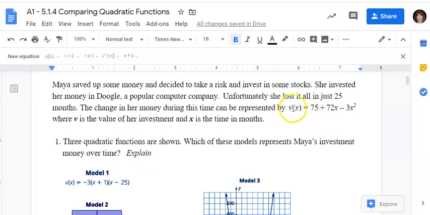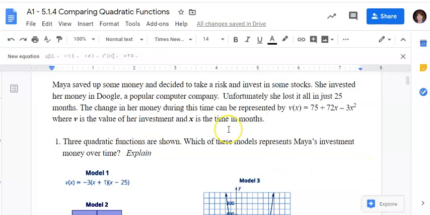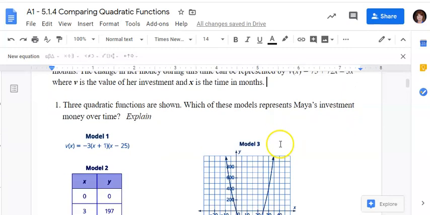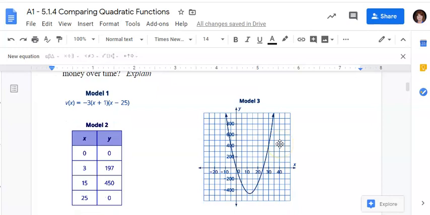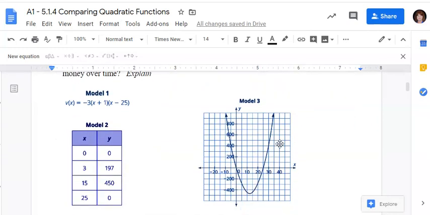We have an equation, and it's almost in standard form, but what we should do, and I've already done this, is rewrite it in proper order. So we'll put our negative 3x squared first, our 72x next, and our 75 last. If you go back to the question, you'll notice the negative 3x squared in the front means the parabola must open down. It would not open up. So model 3 opens up, so you should eliminate model 3 for that reason.